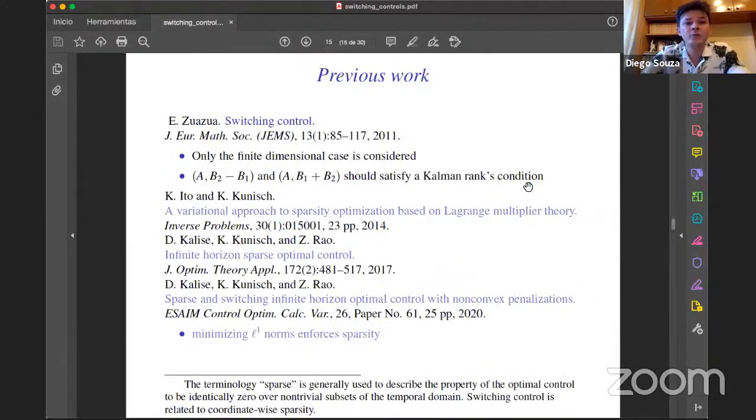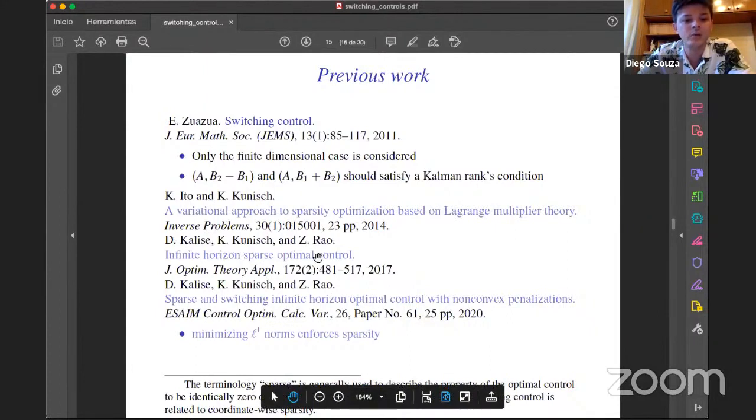Okay, so previous work. We are strongly inspired in this work by Enrique Zuazua, switching controls, in the Journal of the European Mathematical Society. And here he considered only the finite dimensional case, and under this strong assumption, okay? And there are other works by the group of Karl Kunisch at the University of Graz.